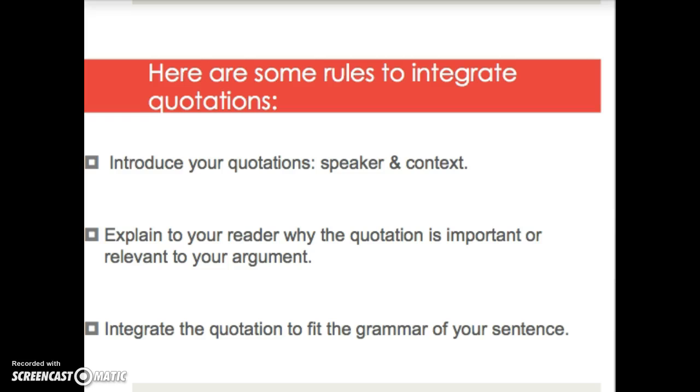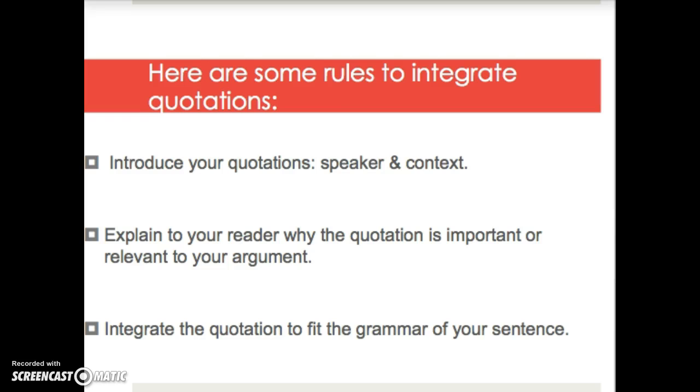So there are some general rules that you can follow to integrate a quotation into your own writing. The first rule or tip is to introduce your quotation by providing a little bit of context or explaining who the speaker and the situation is in which the quotation is being stated. It's not self-explanatory to just stick a quotation in. You need to do the work of adding a little bit more information so that it makes sense.